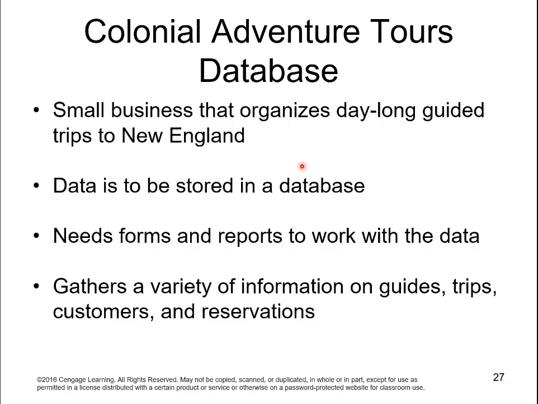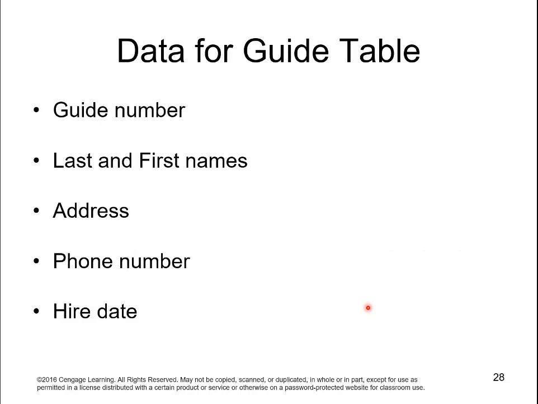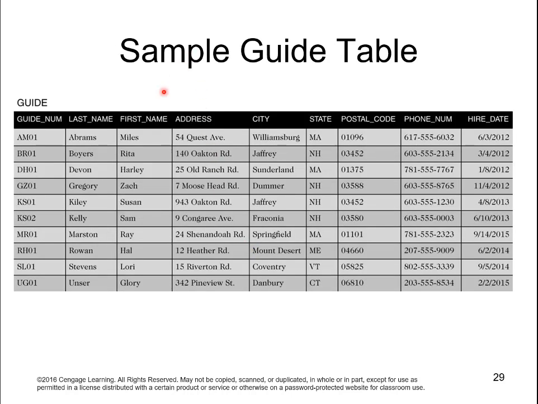Now again, right away you're starting to hear some words that help you understand what you're going to be seeing. Guides, trips, customers, reservations are categories. So the data for the guide table: we probably need a guide number, something that signifies who this person is, a unique number. We need the last and first names. We need that guide's address, the phone number, and the hire date. Pretty simple employee table. So here's what that looks like.